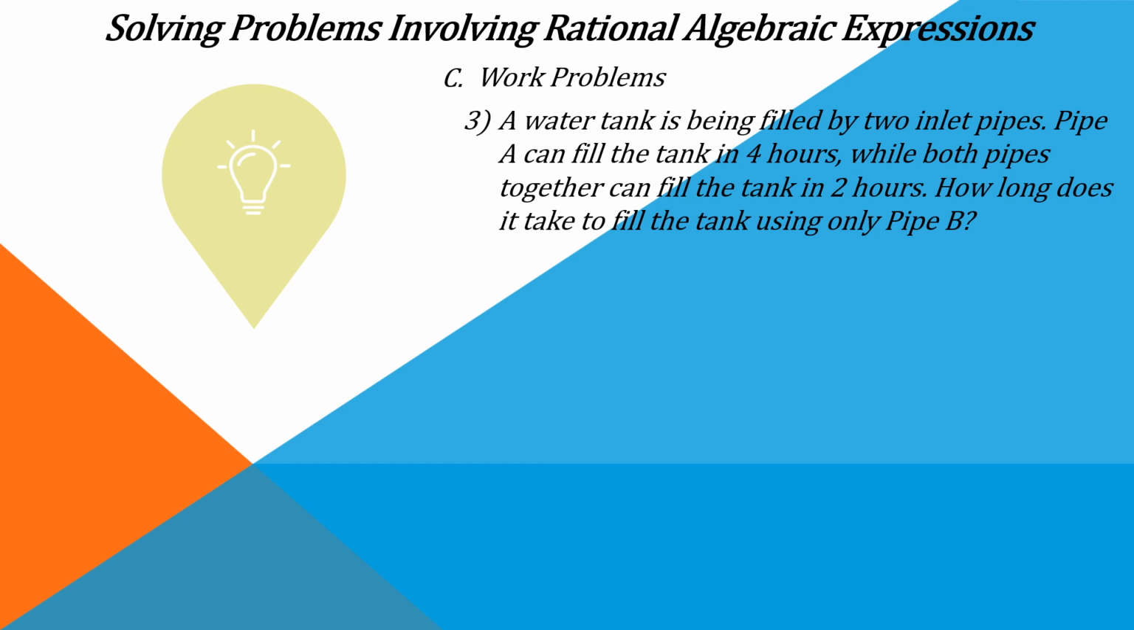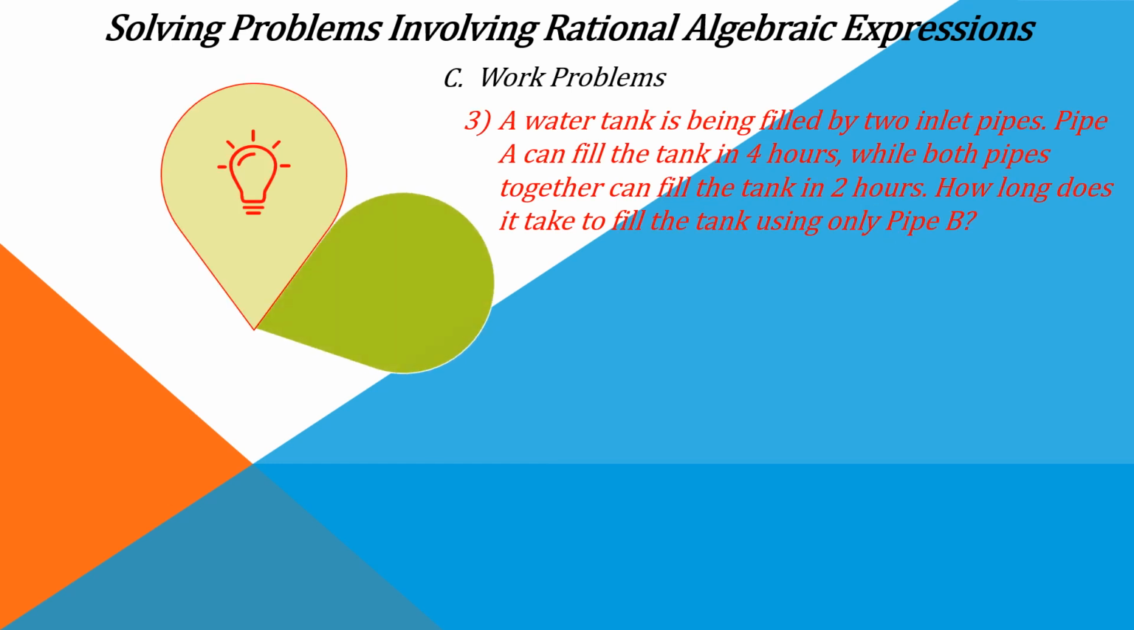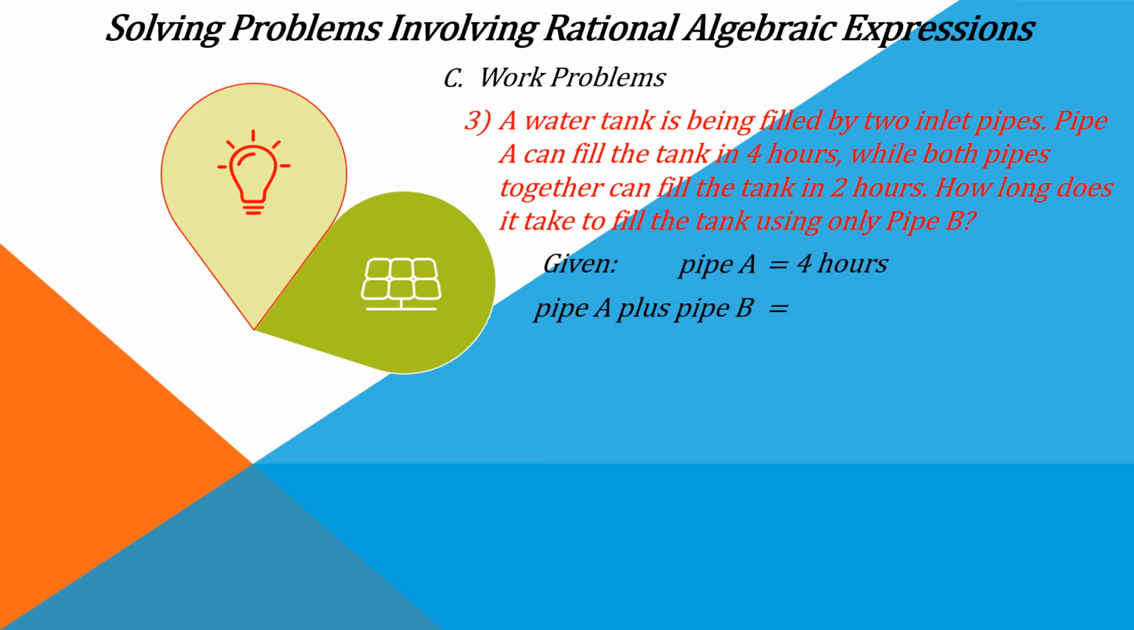Now this is a comparison of two inlet pipes, wherein if we are using both pipes, they can fill the tank in 2 hours, but A can fill the tank in 4 hours. So how long does it take to fill the tank using only pipe B? Again, we need to take the given: pipe A, 4 hours; pipe A plus pipe B, 2 hours. Required is pipe B, how many hours?